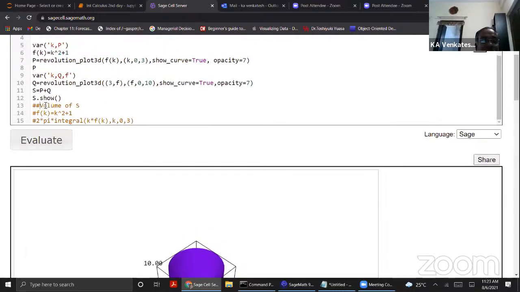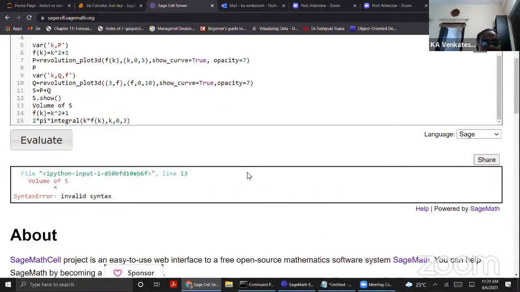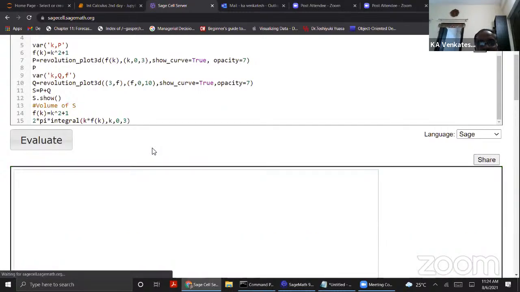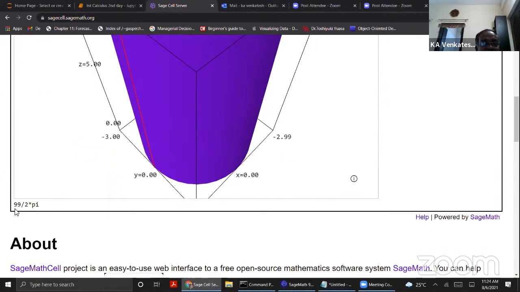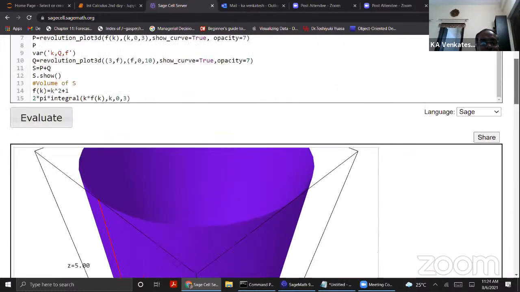Now, this is just a formula. To find the volume, what we are going to do is 2 times pi times the integral of x times f of x between the given limits. So this gives only one answer. Now it will throw the final answer we'll get. This is not required. All the graphs and 99 by 2 into pi. So this is the way you can talk about that.